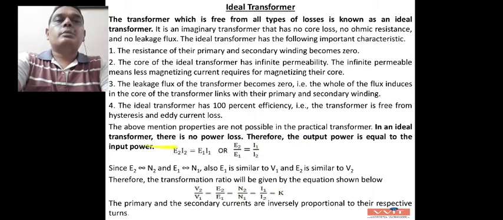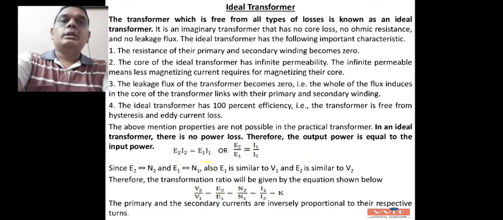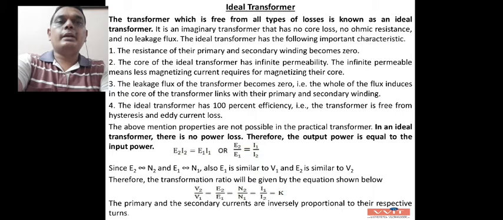In an ideal transformer, there are no losses. Therefore, the output power is equal to the input power. That is E2 I2 equals E1 I1. Input power equals output power. That means from this, E2 by E1 equals I1 by I2.